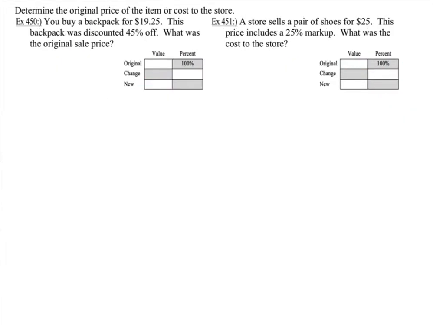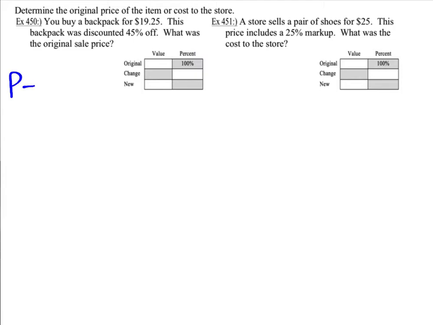Number 450. Determine the original price of the item, cost to the store. Okay, I'll do this two ways. The ratio table is actually kind of useful on this one. You can buy a backpack for $19.25. The backpack was discounted 45% off. What is the original sell price?